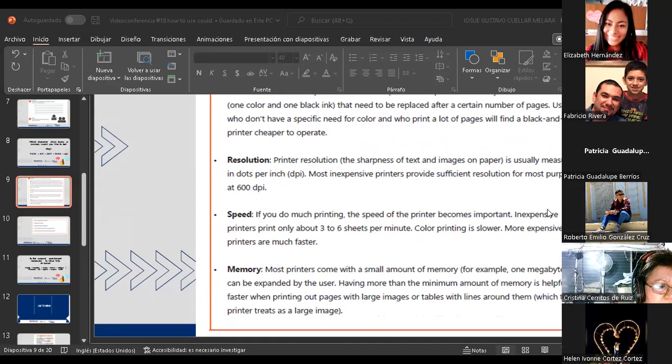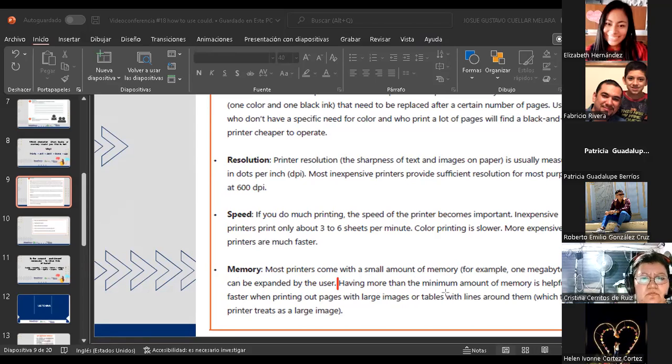We go now, we're about to finish, we only have memory. Aneris, can you help me, please? Okay, and then Kathy. Okay, memory. Most printers come with a small amount of memory, for example, 1 megabyte, that can be expanded by the user. Thank you. Kathy, you go.